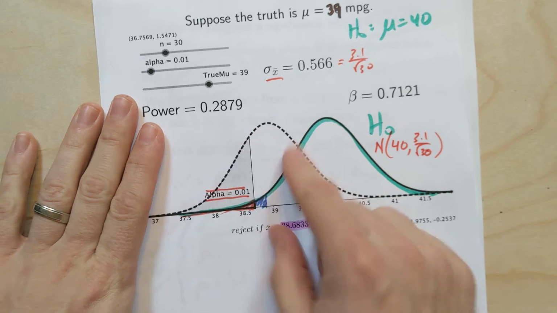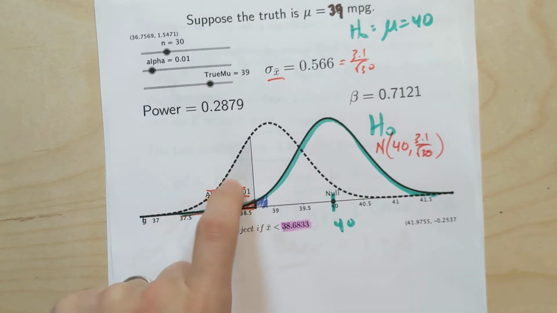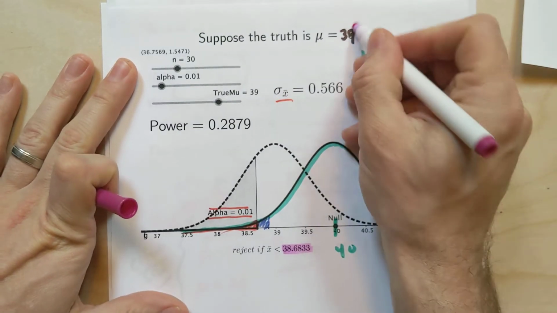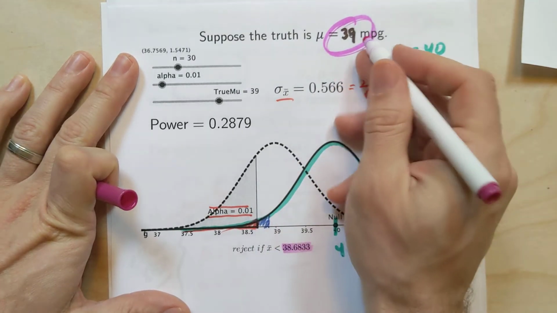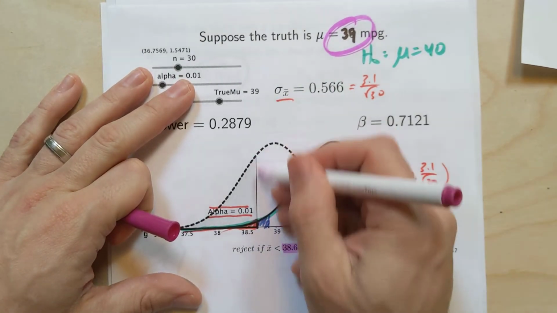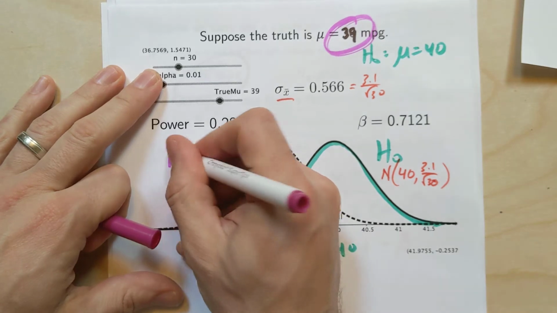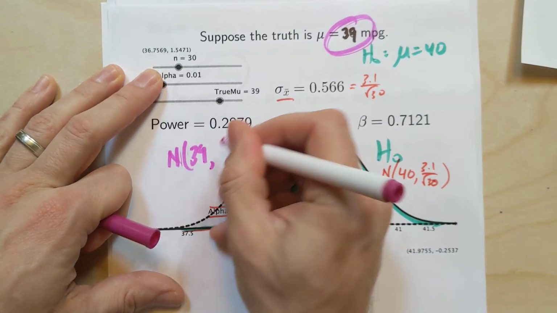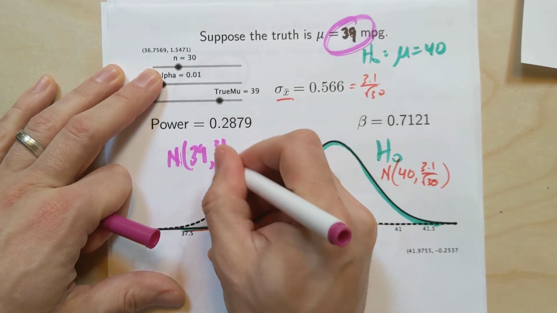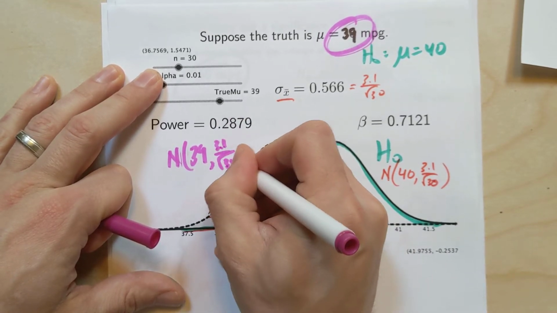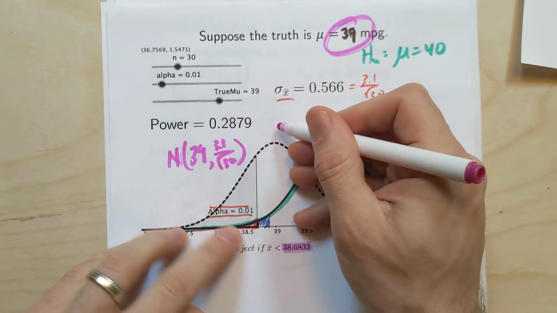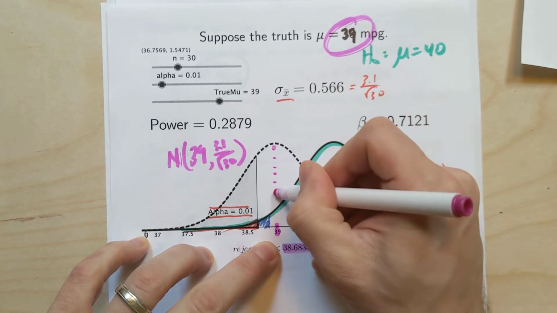Now let's turn to this dotted distribution. This dotted distribution, oh baby, this guy's interesting. This is the distribution that's reflecting the truth. Notice that we said here, let's say that the actual gas mileage of this car was 39 miles per gallon. Then this distribution right here would have been a normal distribution. This time its mean would be 39, but its standard deviation would have been exactly the same, 3.1 divided by the square root of 30. And so notice its center is right here at 39.